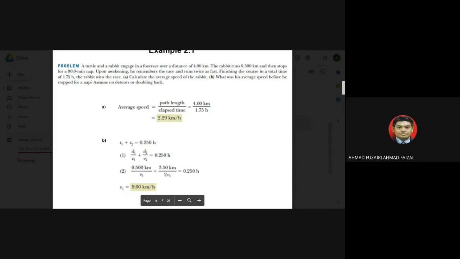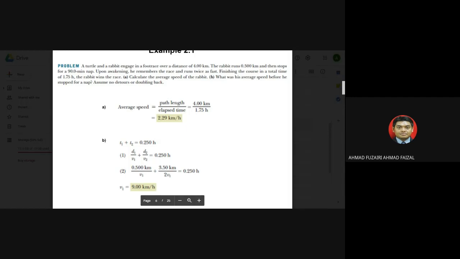A turtle and a rabbit engage in a foot race over a distance of 4 kilometers. The rabbit runs 0.5 kilometers and then stops for a 90 minute nap. Upon awakening, he remembers the race and runs twice as fast, finishing the course in a total time of 1.75 hours. The rabbit wins the race. Number one is calculate the average speed of the rabbit.